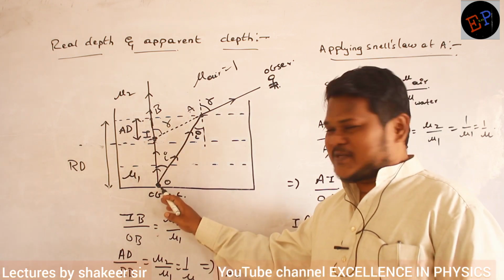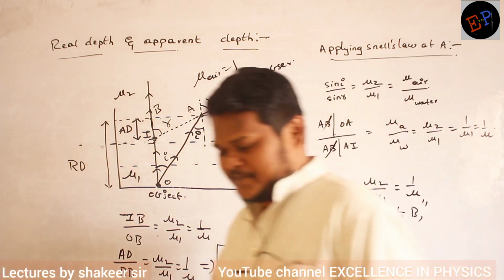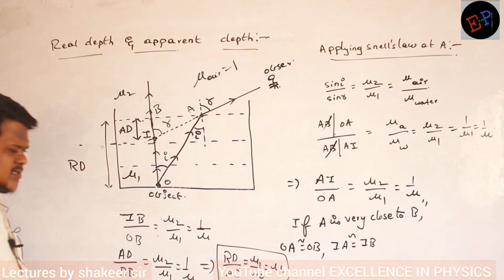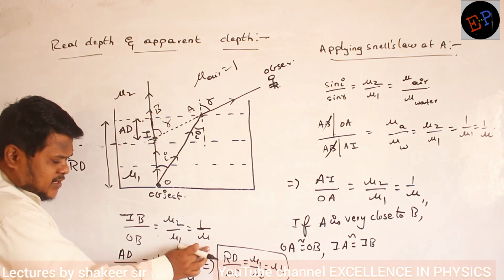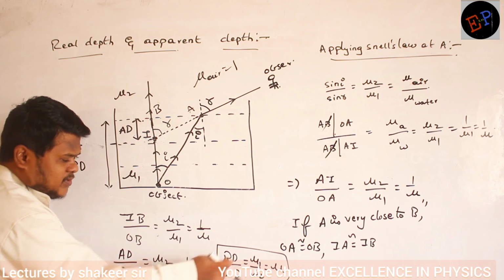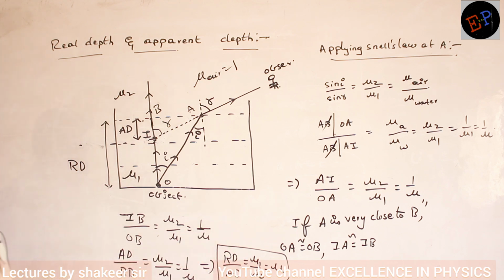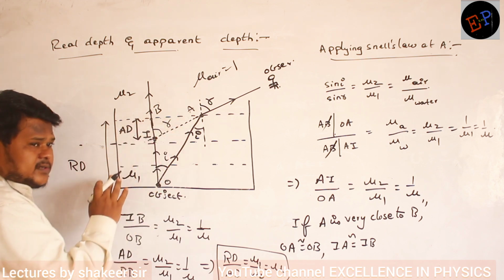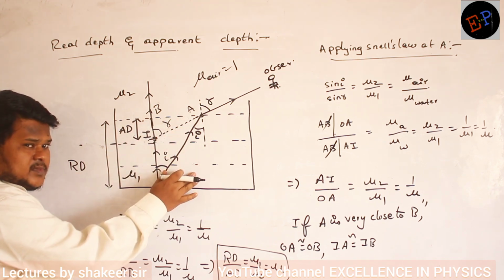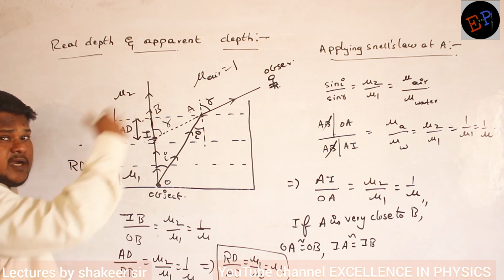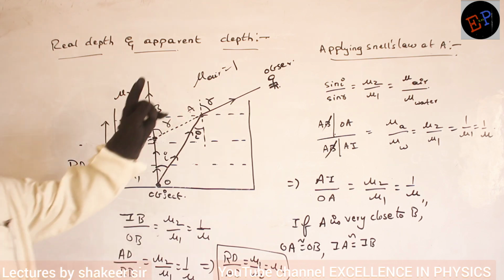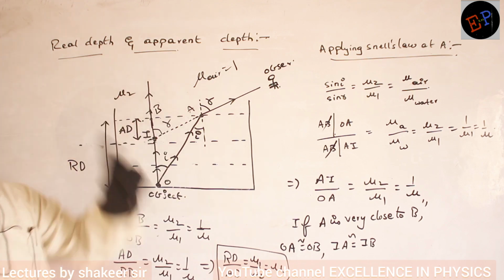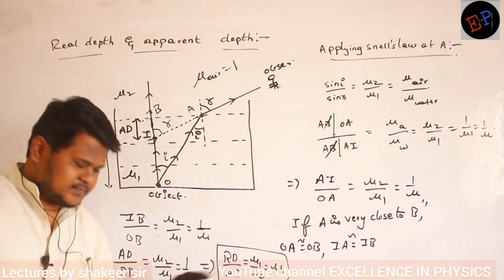Because actually the fish is present here. Are you able to understand? That's it. And what is the final equation which we have derived? These are the final equations. RD divided by AD is equal to mu1 divided by mu2. And here mu1 always represents the medium from which light is entering. That is water in this condition. Mu2 represents the second medium into which light is entering. Air is the second medium here. Are you able to understand? First medium, this is the second medium. Then this is the equation.